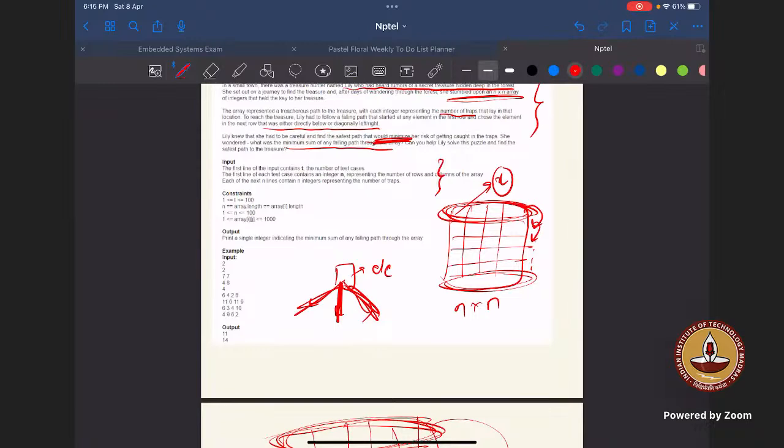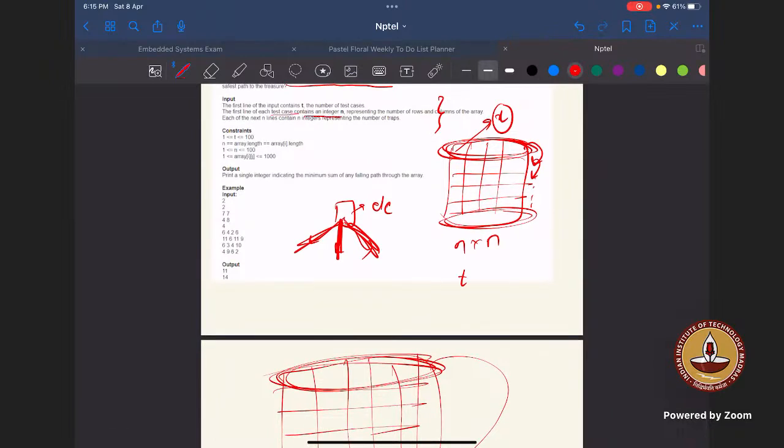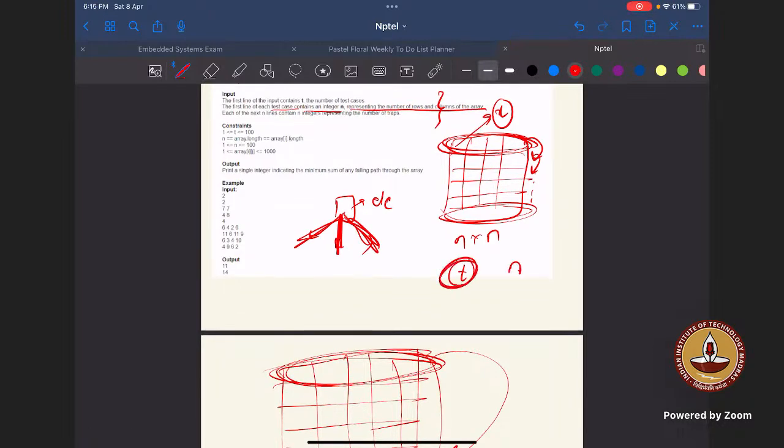Let's understand the input. The first line of the input contains T, the number of test cases. So we have T, the number of test cases. The first line of each test case contains the integer n, representing the number of rows and columns of the array. So for each test case, you will have n, which represents the number of rows and columns, and then we will have an n cross n array.